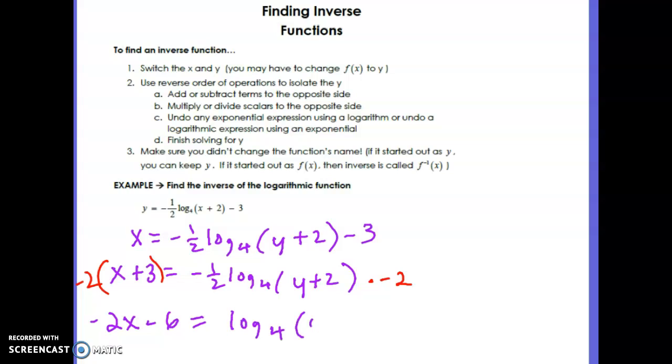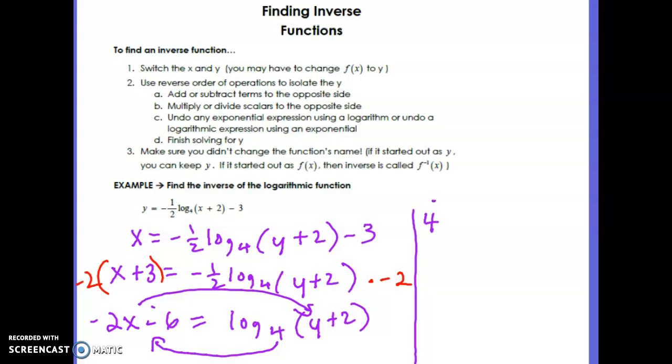Now we just have a log base 4 of a number. So now 4 to the -2x minus 6 should equal y plus 2. I'm just rewriting the logarithm in exponential form. Now we almost have y isolated. We just have to move the 2 over. So y should equal 4 to the -2x minus 6, and then, is that a minus 2? I'm getting confused because I moved it over. It's a minus 2. Okay.